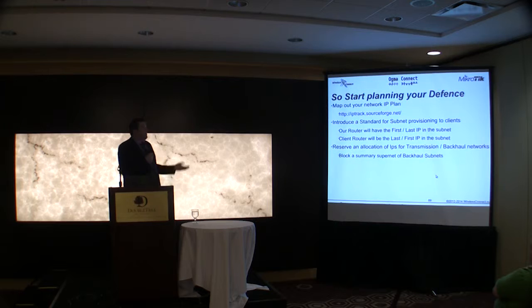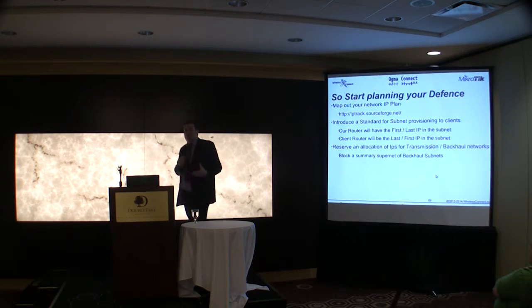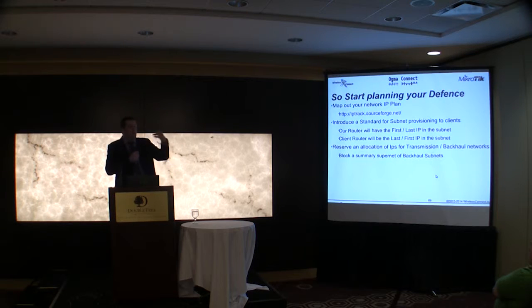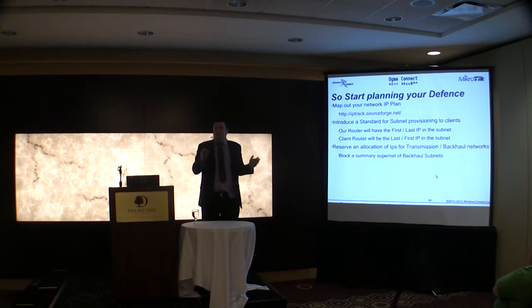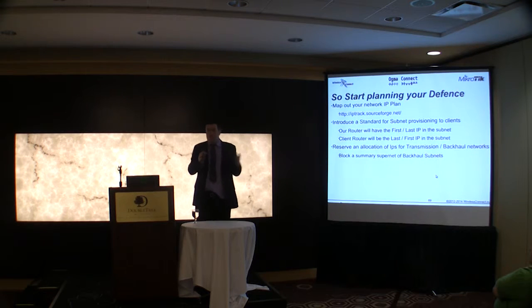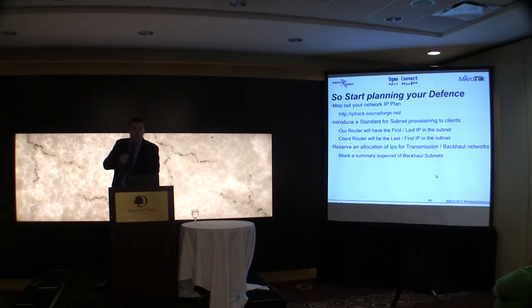Reserve an allocation of IPs for transmission and blackhole subnets. Why is that? Well, you could block a supernet. So if you had a load of /30s or point-to-point links taken from a /24, just black hole that entire /24, or maybe do it as 2 /25s. I'll explain that later.